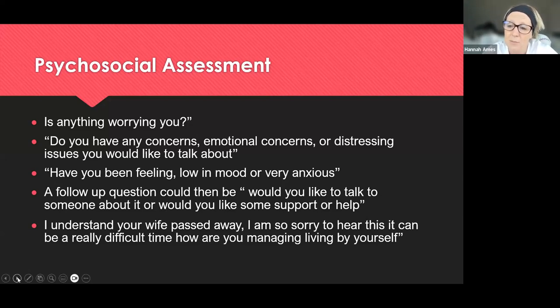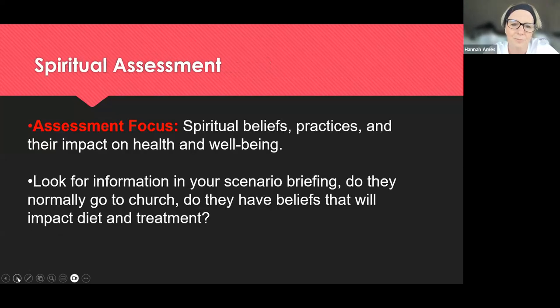If there has been a recent bereavement, then make sure you acknowledge that with your patient and show compassion and empathy. So it could be, I understand from your notes that your wife passed away recently. I'm really sorry to hear that. This can be a really difficult time, being by yourself after being married for so long. How are you managing by yourself? Have you got other friends and family who are supporting you? So make sure you're picking up on those things.